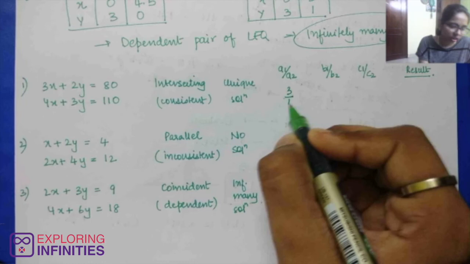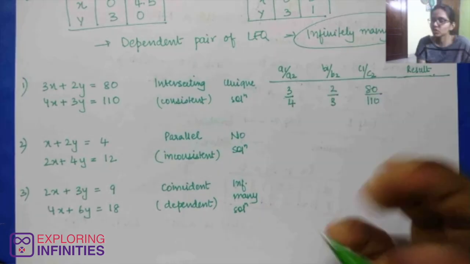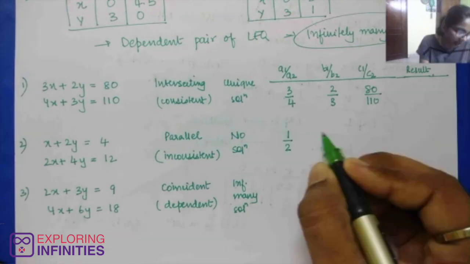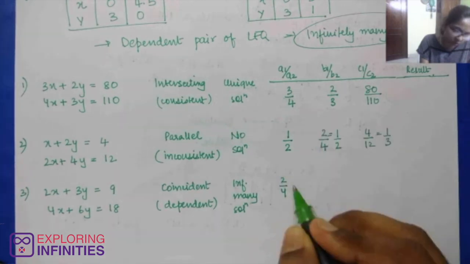Let's write down a1, a2, b1, b2 for all of them. Here a1 by a2 is 1 by 2, then I have 2 by 4, then I have 4 by 12. If I reduce them, I have 1 by 2 and 1 by 3. In this case I have 2 by 4 which is 1 by 2, I have 3 by 6 which is 1 by 2, and I have 9 by 18 which is again 1 by 2. So in the third case, my a1 upon a2 was equal to b1 upon b2 equal to c1 upon c2.